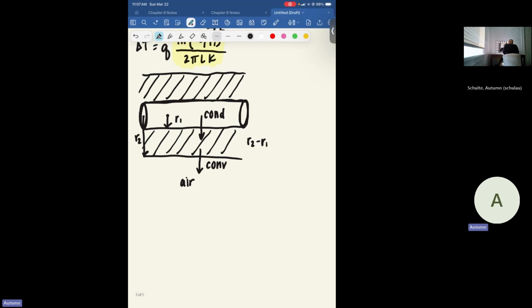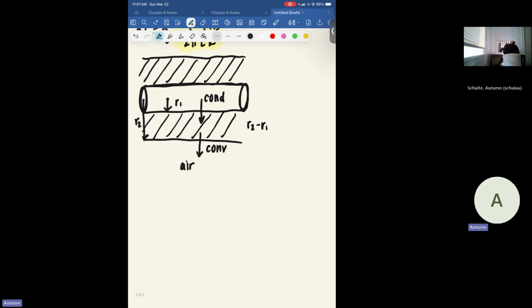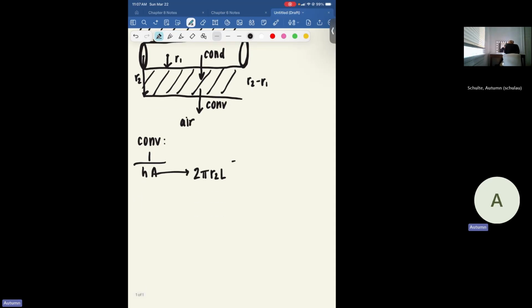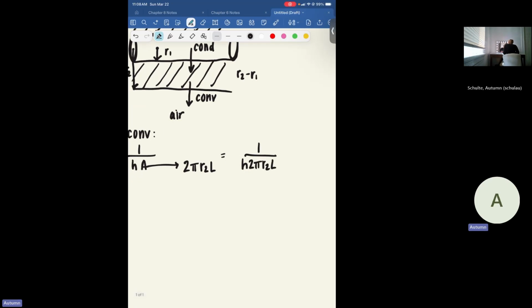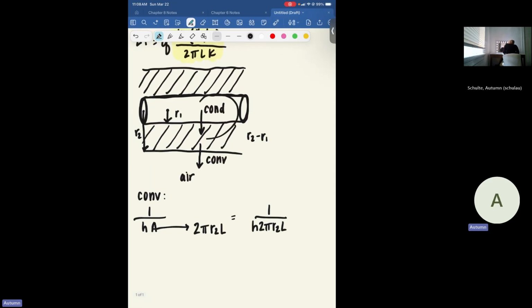And we know our thermal resistance term for heat loss by convection. As we saw in homework 1, that was 1 over our heat transfer coefficient multiplied by our area. Our area in this case is going to be 2 pi times our outer radius R2 multiplied by the length L. So plugging that in, we have 1 over our heat transfer coefficient H multiplied by 2 pi times our outer radius times the length. We can see that both of these thermal resistances are in series with one another.